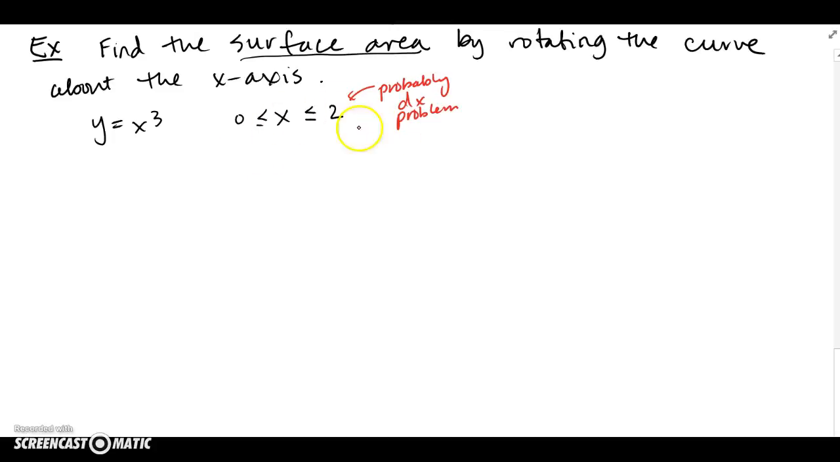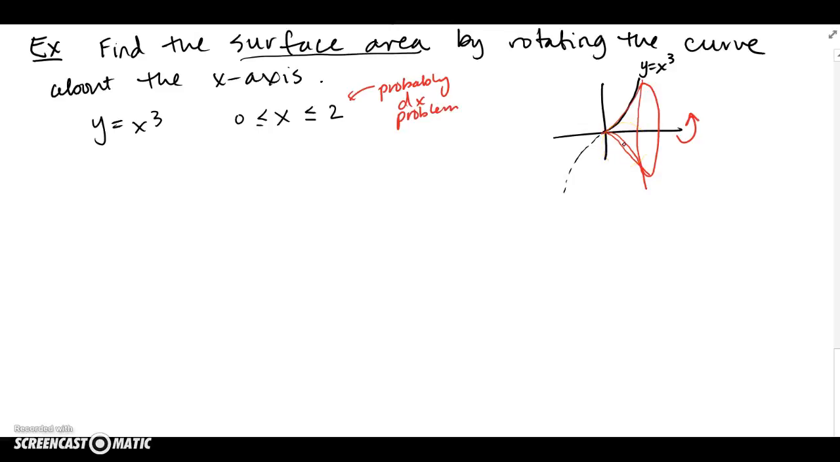Again, that's not always the case, because I could always use these x values, plug them in, and get y values and find limits of integration for a dy problem, but I'm thinking maybe I'll end up with a dx problem. So let's quickly look at the shape. I'm rotating y equals x cubed about the x-axis, so it's going to generate something like this. And I'm interested in the surface area of that piece.